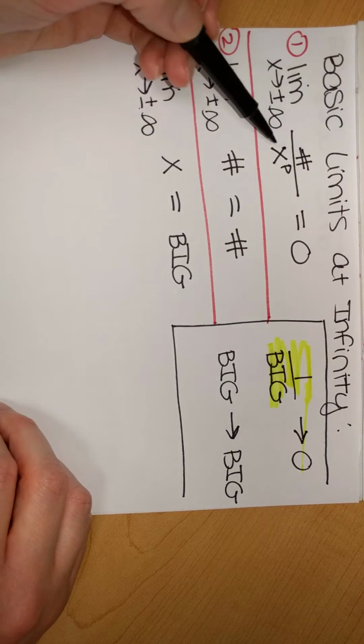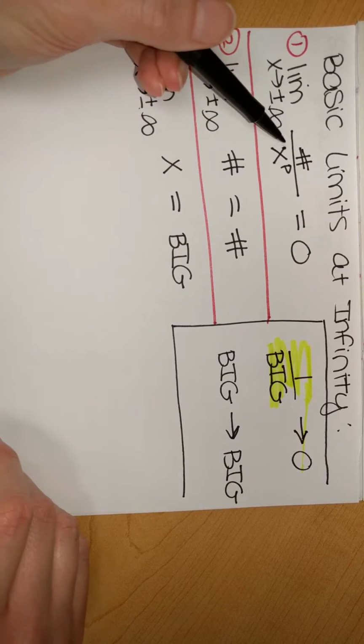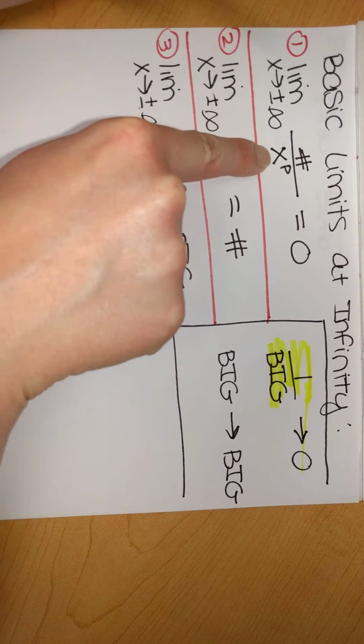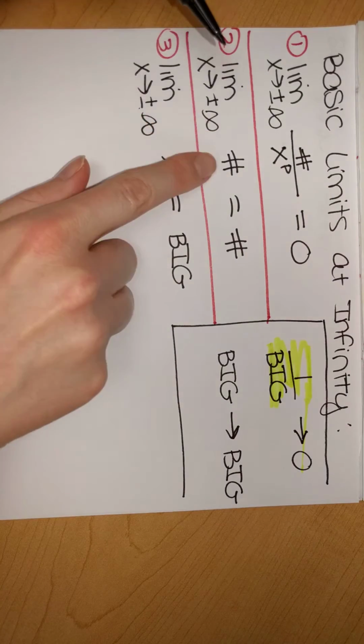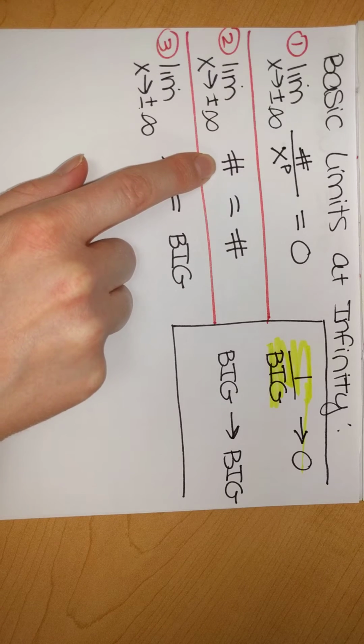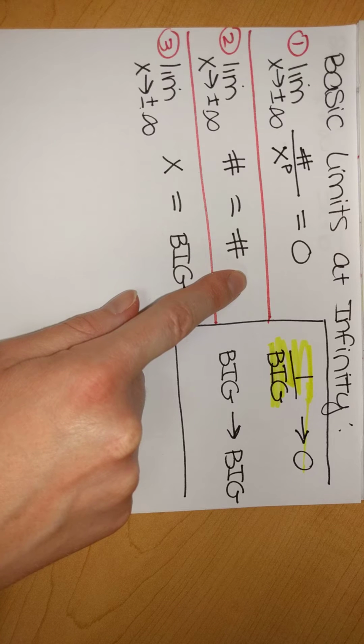So if you have a number over x to a power p, that is going to go to 0 because x is getting super big. So this is going to be a big number in the denominator, so it is going to 0. Now, if you have just a constant, nothing is changing there, so whether x is going to infinity or 2 or whatever, it's going to be that constant.